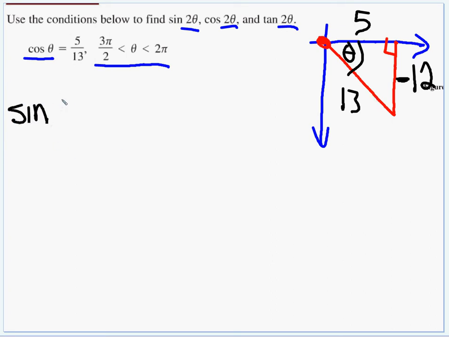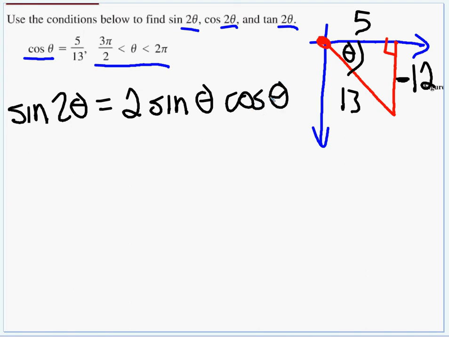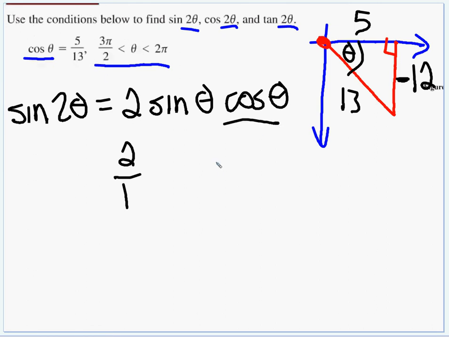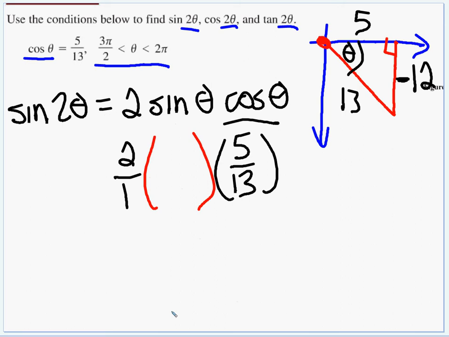The sine of 2 theta is equal to 2 sine theta cos theta. So now we can just start plugging and chugging. That 2, I'm going to write it as 2 over 1. And cos, they gave us cos. Cos is 5 over 13, so this cos is 5 over 13. And now the sine of theta, that's where we're going to go to the triangle. I'm at angle theta's perspective. Sine is opposite over hypotenuse, -12 over 13.